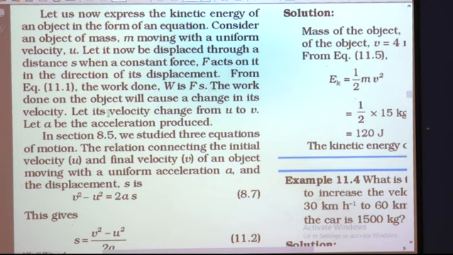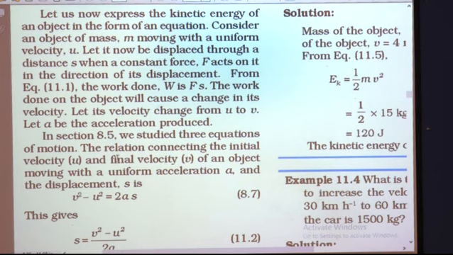The work done on the object will cause a change in its velocity. So, whenever there is work done on the object, there is a change in the velocity. Let its velocity change from u to v. So, what is u here? The initial velocity, and when the velocity changes to v, v is the final velocity. Let a be the acceleration produced. So, when there is a change in the velocity, there is some acceleration.